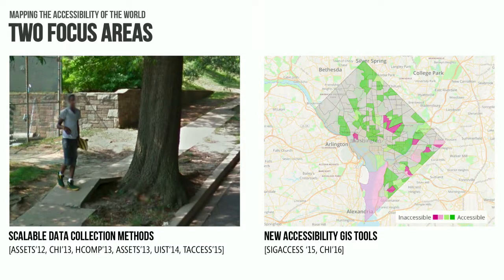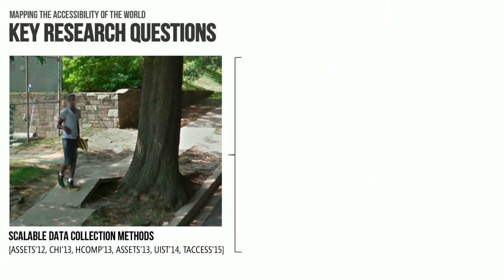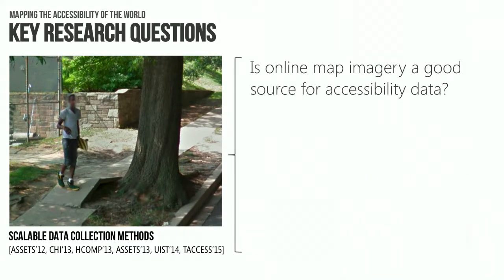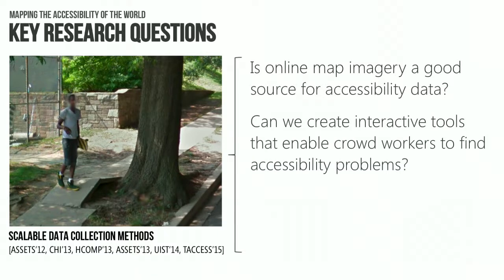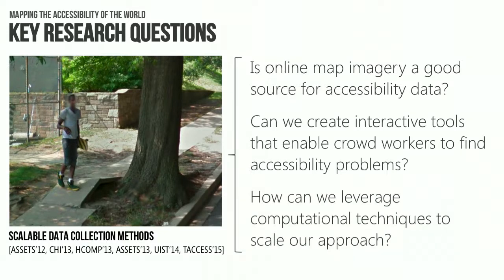So we have these two-pronged interests here, and today's talk is going to focus more on this data collection side. There are three underlying questions. First, is online map imagery even a good source for accessibility data about the physical world? And second, can we create interactive tools that allow people to find these quickly and accurately? And finally, how can we use computational methods to try to scale our approach? So let's talk about this first question.